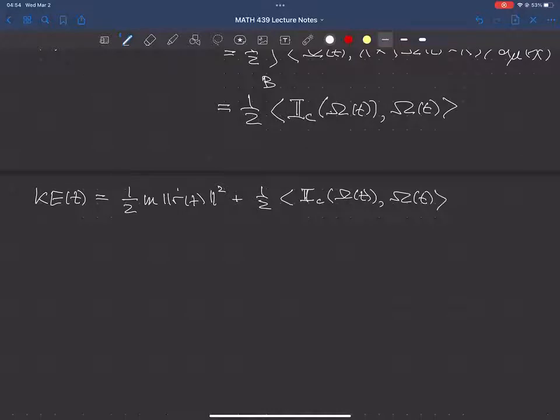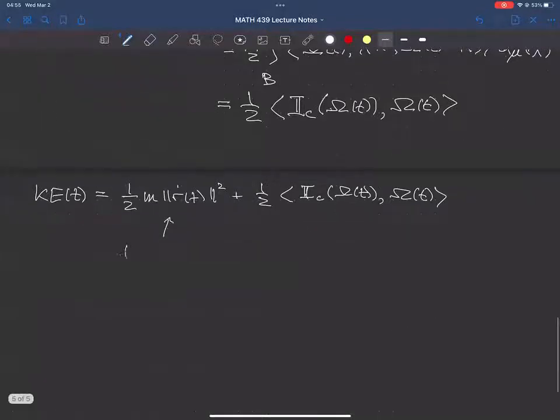Now, something very convenient happens here, and that is that the kinetic energy breaks into a sum of two things, and each one seems to be quite identifiable. This is what you would want to call the translational kinetic energy, and this is what you'd like to call the rotational kinetic energy.